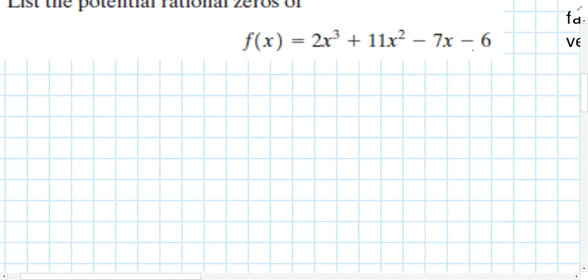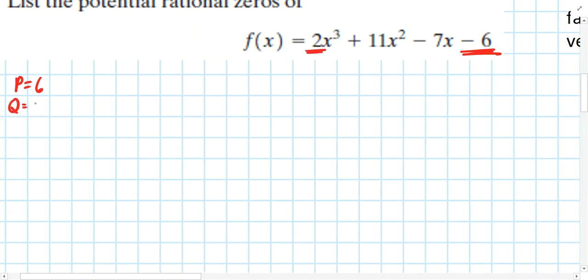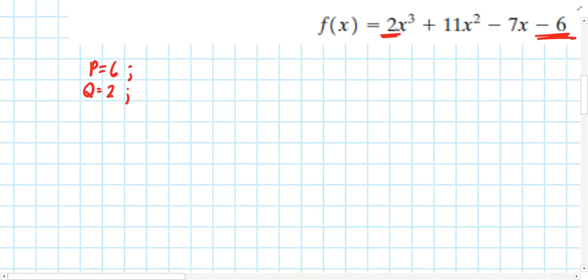So here we go. The trailing constant in this case is -6. So I'm going to list this as p. And our leading coefficient is 2. So I'm going to list that as q. Now technically p is not equal to 6 and q is not equal to 2, but we're going to use 6 and 2 to produce a list of factors. These factors are the p values and q values that we're after.